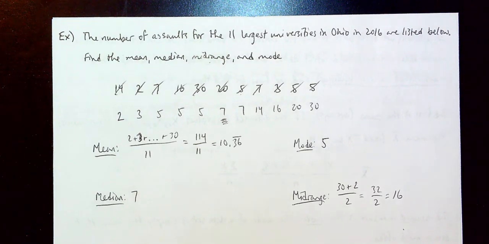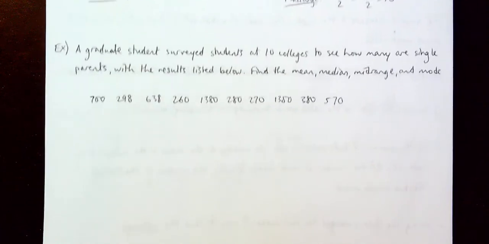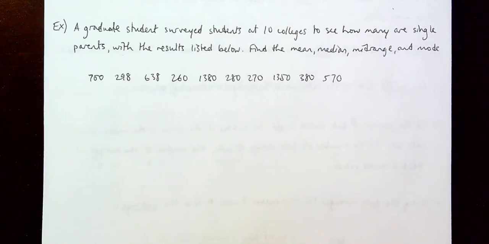So there we go. We have our mean, we have our median, we have our mode, and we have our mid-range. So there's our first sample problem with finding these 4 measures of central tendency. Going on to the next problem.